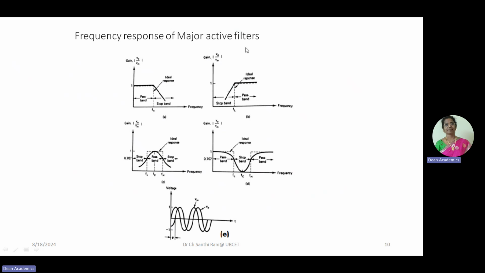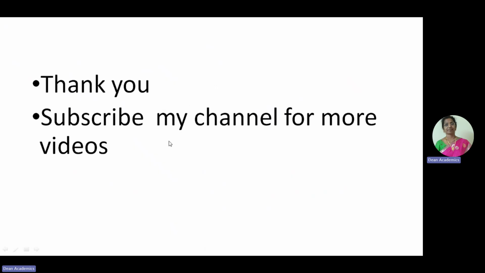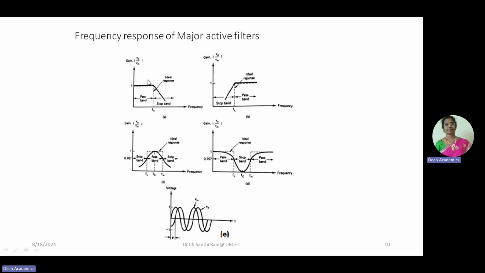Okay. Now let us see the frequency response of major active filters. Of course, because you have already studied passive filters, and at the time of passive filters also we have seen low pass filter and the others, therefore I'm showing all the frequency responses in the same slide. So this is a low pass filter. Low frequencies are allowed to pass and high frequencies are attenuated. That is called low pass filter frequency response. Coming to high pass filter, low frequencies are attenuated and high frequencies are allowed to pass freely.